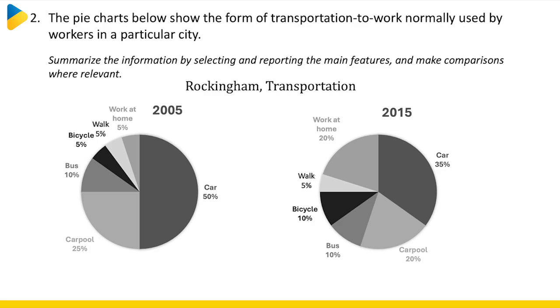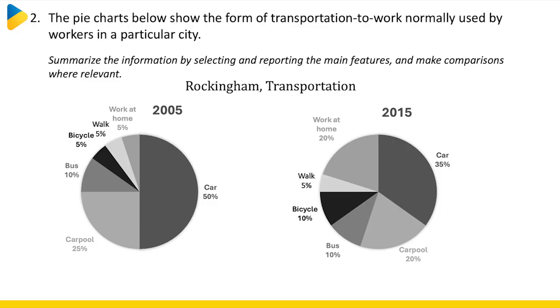So now let's go back to our pie charts. You see Rockingham, it's our title, and transportation. So it means it's about transportation in 2005 and 2015. And Rockingham represents the name of the city where it happened. So when they say a particular city, that means this particular city, Rockingham.